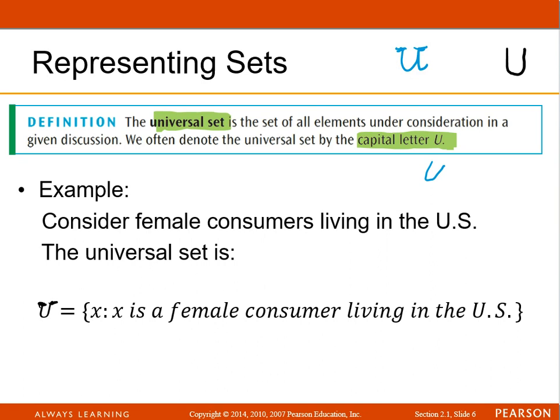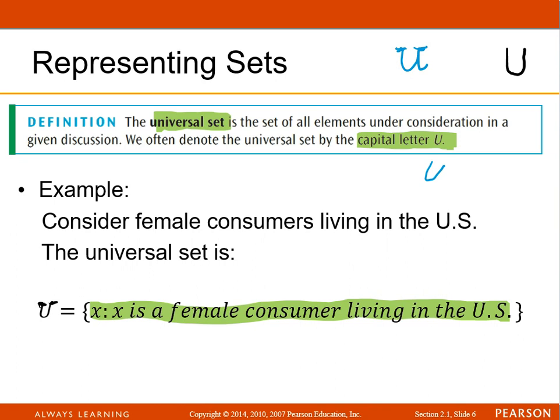So in a particular problem, you could say, all right, for this problem, I am only going to consider the set of X such that X is a female consumer living in the United States. So if you're a male, I can't even consider you as part of my problem. If you're living in Canada or any other country, nope, you're not in my universal set. You can't be part of this problem.